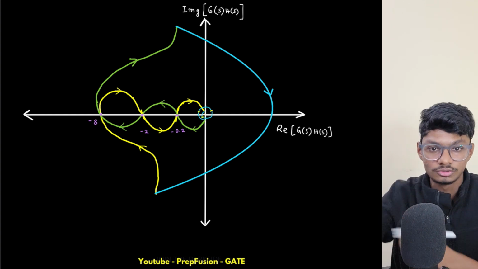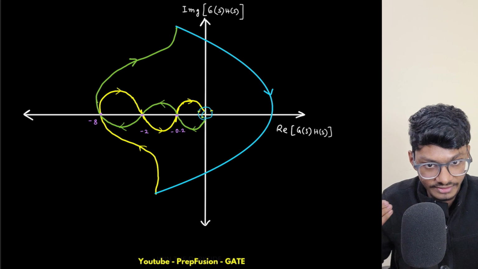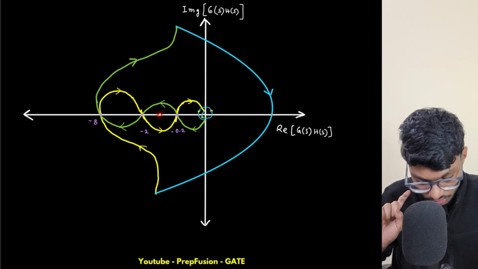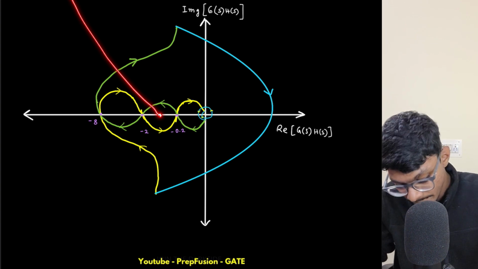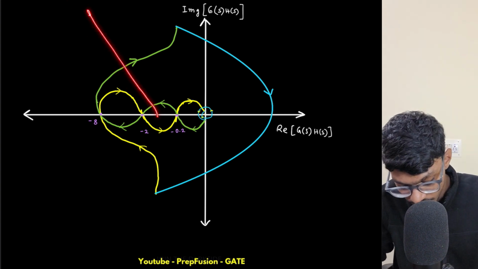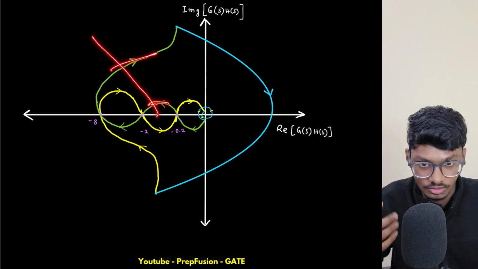For the people who want to use the straight line method to find the number of encirclements: from the critical point, you draw a straight line and cut the contour. Now if you cut the contour here, what do you see? You see one in the anti-clockwise and one in the clockwise. So it cancels out, it becomes 0.